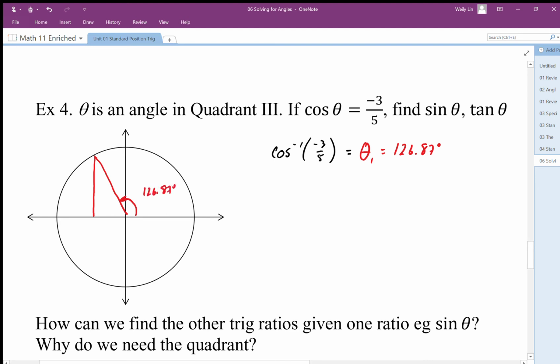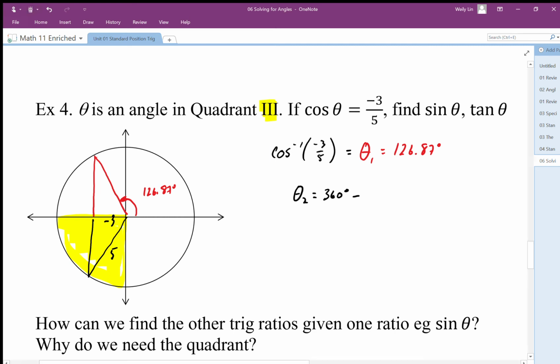If I locate that angle, it's going to be this angle here, 126.87 degrees. Now the problem is, this is not in quadrant 3. I want quadrant 3, which is this quadrant right here. So if I want to find that angle, I need to use the symmetry here to get the same cosine. So this is going to be negative 3, positive 5. Theta 2 then, using symmetry, I can use my reference angle if I like. I'm going to use my 360 minus, so I'm going to go backwards from 360, backwards 126.87 degrees, and I'm going to get 233.13 degrees.